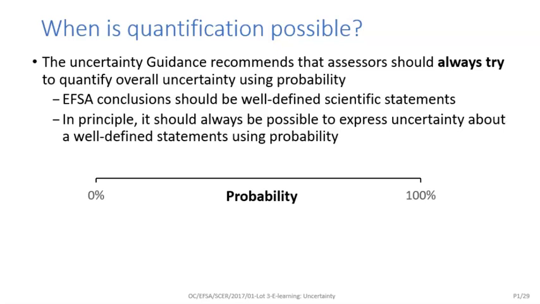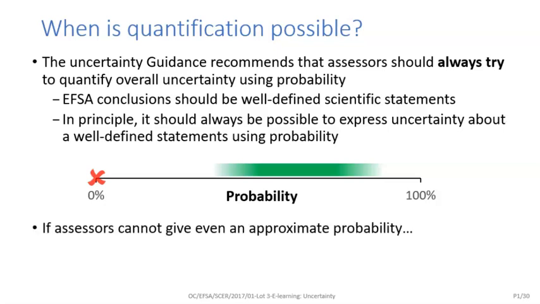Clearly, EFSA should only report conclusions to risk managers if the assessors judge they have some probability of being correct. They should at least be able to rule out that the probability is zero and say where their probability is more likely to lie. This applies to all types of EFSA assessments, both qualitative and quantitative.